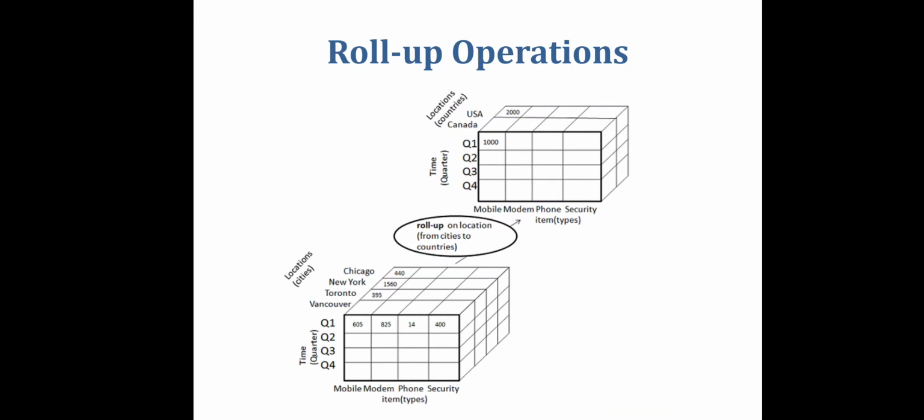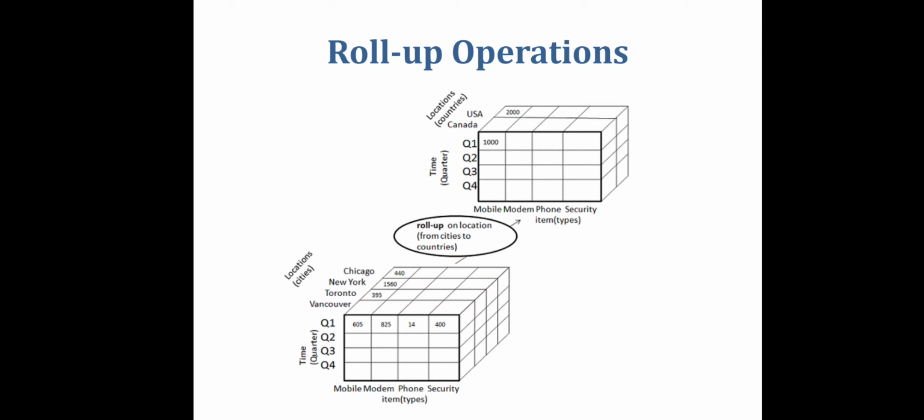Here you can see the basic multi-dimensional data model, on which I am going to perform this roll up. Here the time concept is given in the form of quarters, and locations with respect to cities. Different cities are here, like New York or Chicago, and the different item types can be mobile, modem, phone, security, etc. So, these are the different item types we are provided with, and we have different data in our data cube.